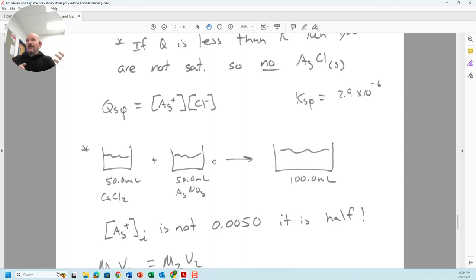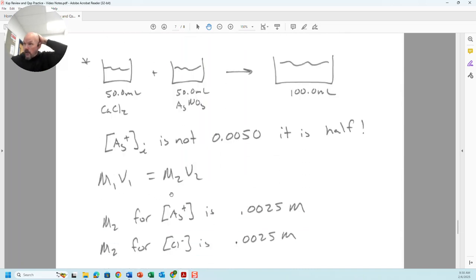But if it was 25 milliliters of this and 8.6 milliliters of that, then you would want to do M1V1 equals M2V2 for each of your ions. You'd have to do M1V1 equals M2V2 for the silver ion and the chloride ion, and it's the M2s that you would be plugging into your Qsp expression, all right? And remember, a Q expression is equal to the same expression that the K is equal to, it's just you're plugging in initial molarities instead of equilibrium molarities, okay?